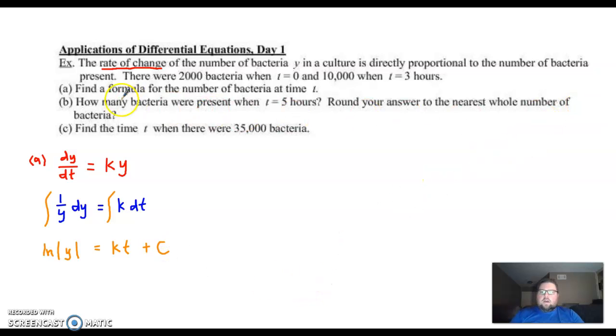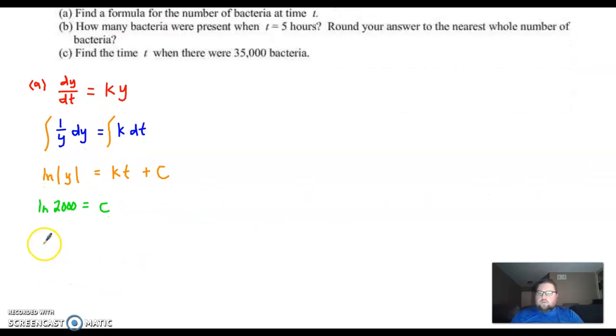All right, one thing that you might have noticed reading through this problem is that there are two different initial conditions. So we have t equals 0, y equals 2,000, and t equals 3, y equals 10,000. And the reason we need two of them is because there are two different constants here. So we're going to start out with t equals 0, and we're going to go ahead and plug that in here. So we get natural log of 2,000 is equal to 0 plus c, or just c. So c is natural log of 2,000. All right, so I'm going to rewrite my equation here. Natural log, absolute value of y, is equal to kt plus natural log of 2,000.